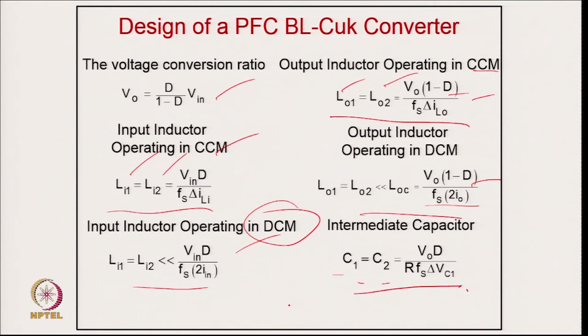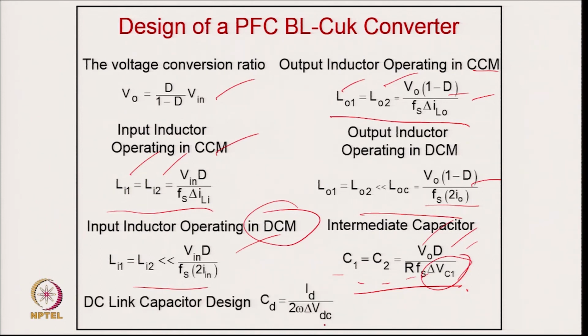the intermediate capacitors C1 and C2 for both half cycles. It depends on the voltage ripple, output voltage, duty cycle, equivalent load resistance and switching frequency. So, all these components are inversely proportional to switching frequency. If you increase the switching frequency, all these inductors as well as capacitors are reduced. So, they are affected by switching. And this is the output capacitor, from load current divided by twice the frequency, because second harmonics get reflected on the DC link.